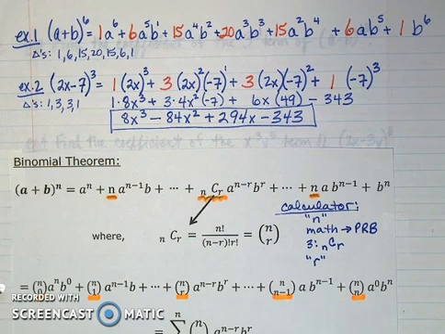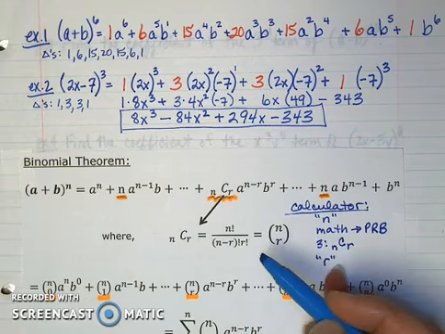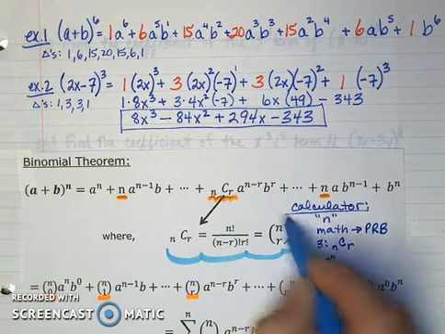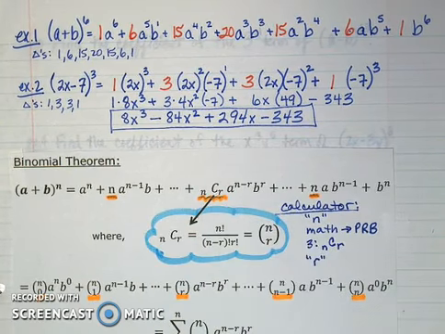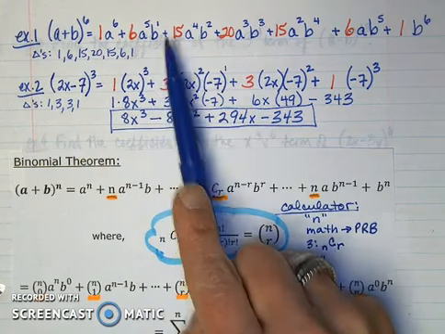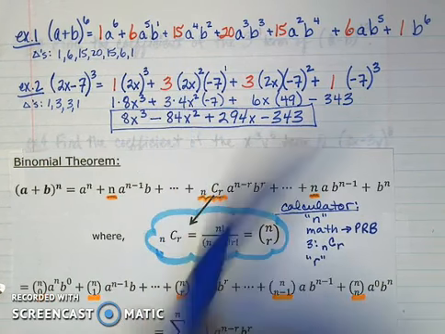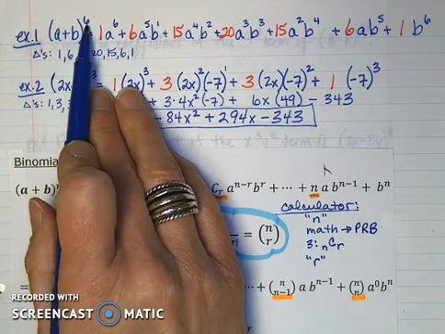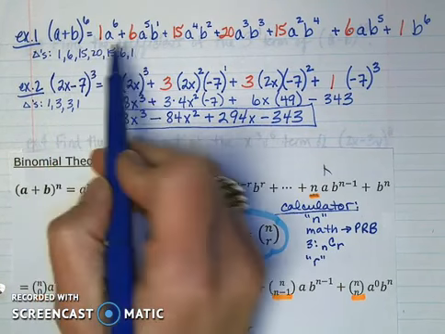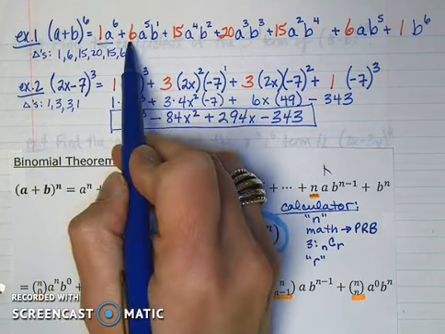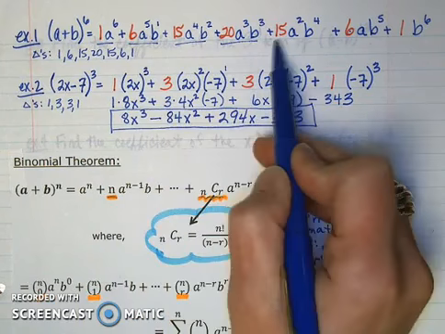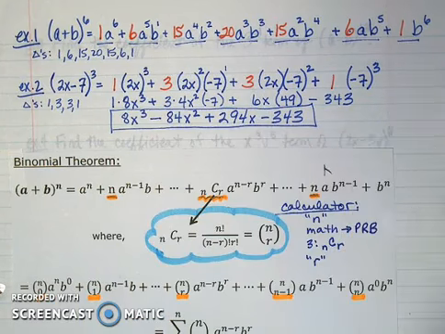I want to go back and point something out real quick on example 1 here. First of all, I said I was going to use 4 colors of highlighters, so let me do that real quick. Let's look right back up here at example 1. I want to point out that n is 6, but how many terms do you have? 1, 2, 3, 4, 5, 6. You have 7 terms. Remember, you have n plus 1 terms.